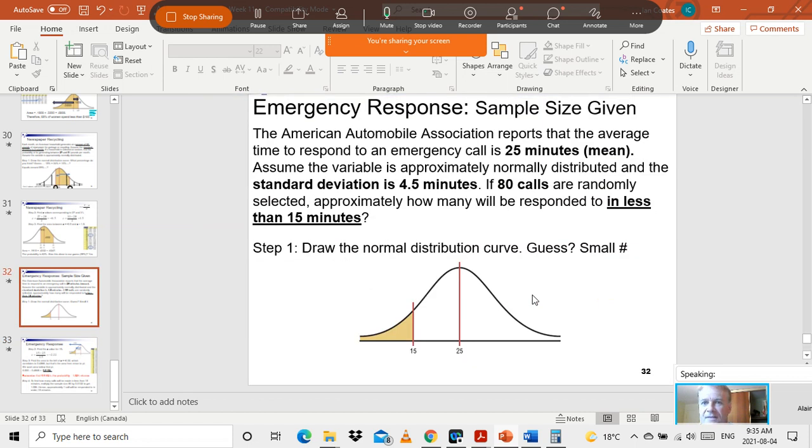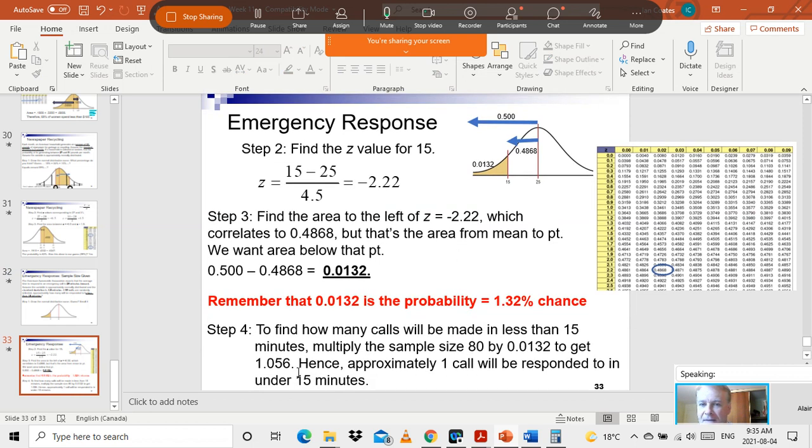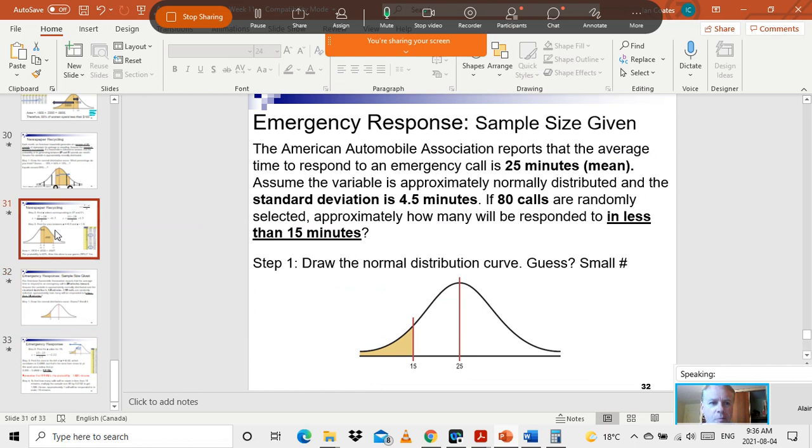Now, the final. If 80 calls are randomly selected, you take your 1.32%, multiply it by 80 calls, and you end up getting 1.056 calls. So hence, approximately 1 call will be responded to in under 15 minutes. So this is the application that I'm looking for. I'm sure it's not real life, but this represents or replicates real life, and this is what we're looking for right here.